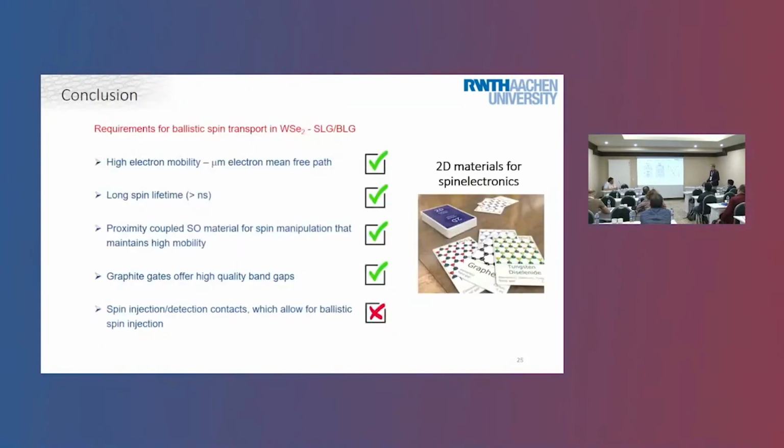Let me conclude my talk. I've shown you that CVD grown bilayer graphene shows high electron mobility and long spin lifetimes, being an ideal candidate for this tunable spin hosting material. Also, tungsten dichalcogenide is an ideal candidate for spin-orbit materials, and hopefully I've shown you that graphite gates are a must-have for homogeneous band gap tuning.